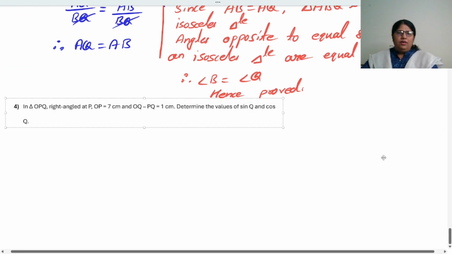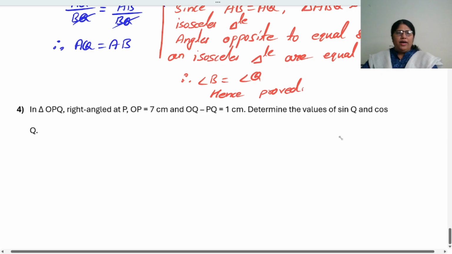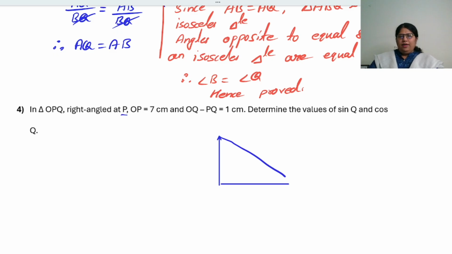I'm sharing these questions so that you have all the required questions revised topic-wise, and you should be aware of them. So this is your first topic. What is the question here? In triangle OPQ, the right angle is at P. So first let us draw a rough figure. Always draw the rough figure of any triangle. This is a right triangle.